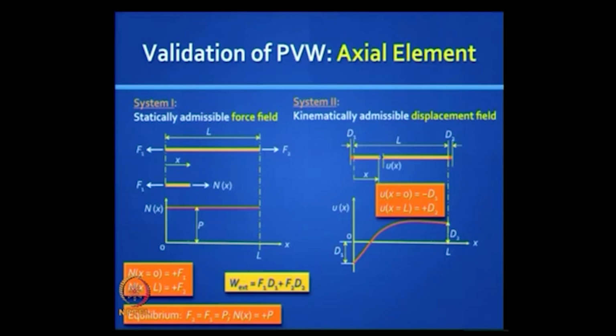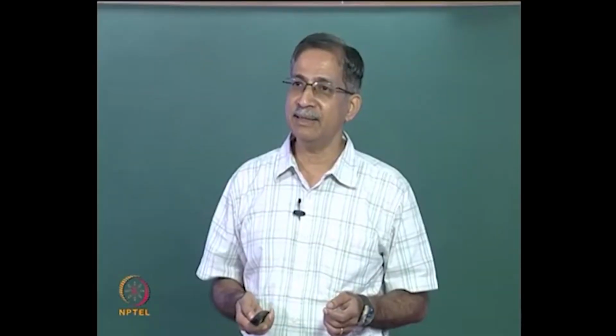So this is the external virtual work product F1 d1 plus F2 d2, and how do you write the internal work? You can't write it so simply, because at every location x the value of u of x and N of x both can change. So you have to do an integration, you have to take a small element dx and it will look like this.